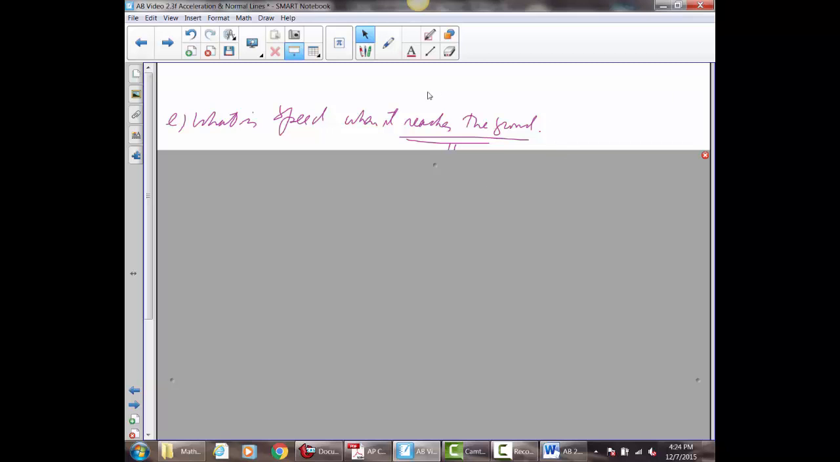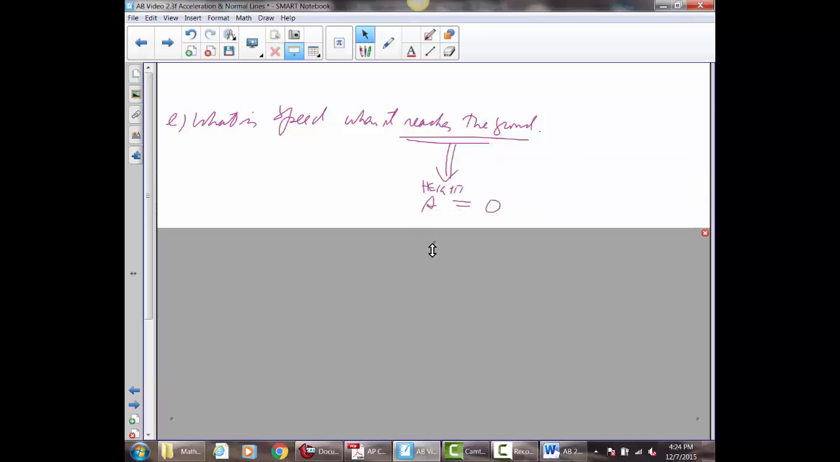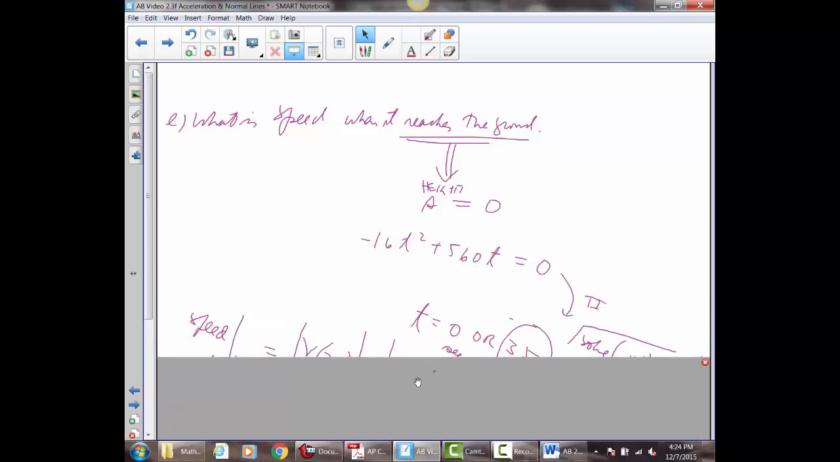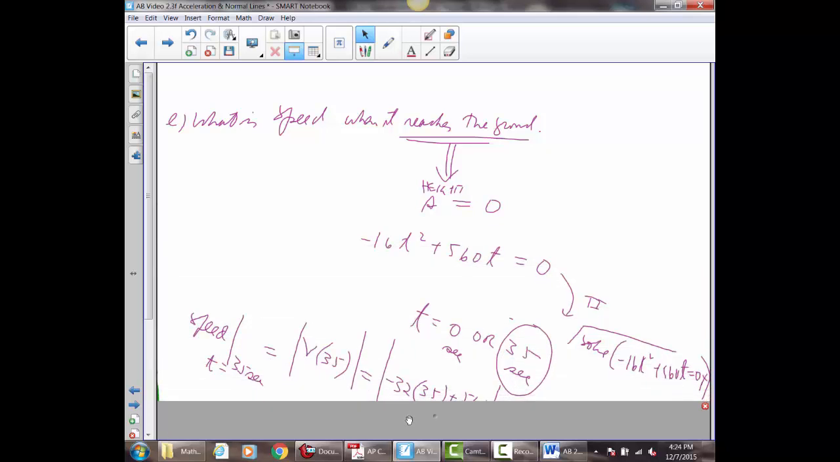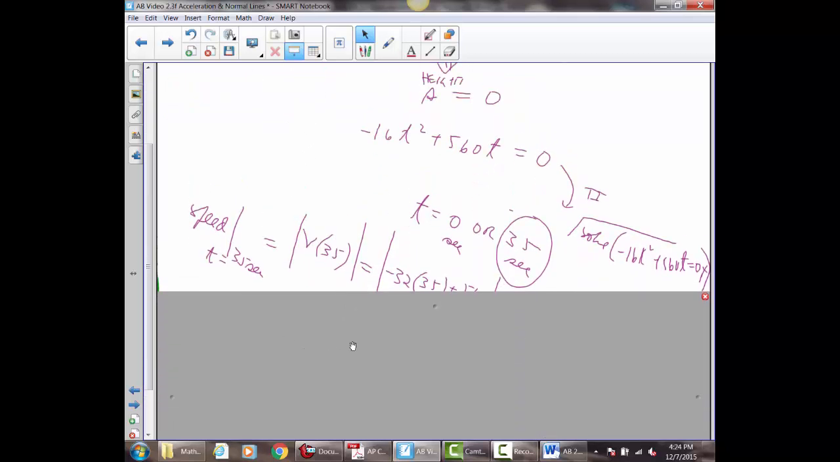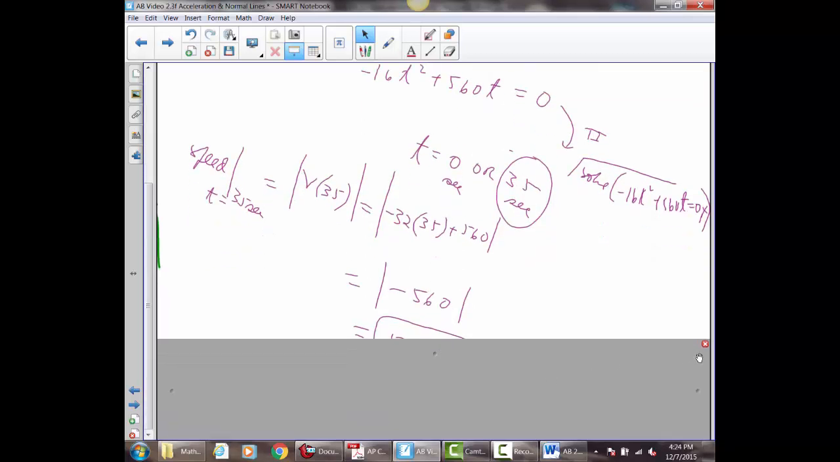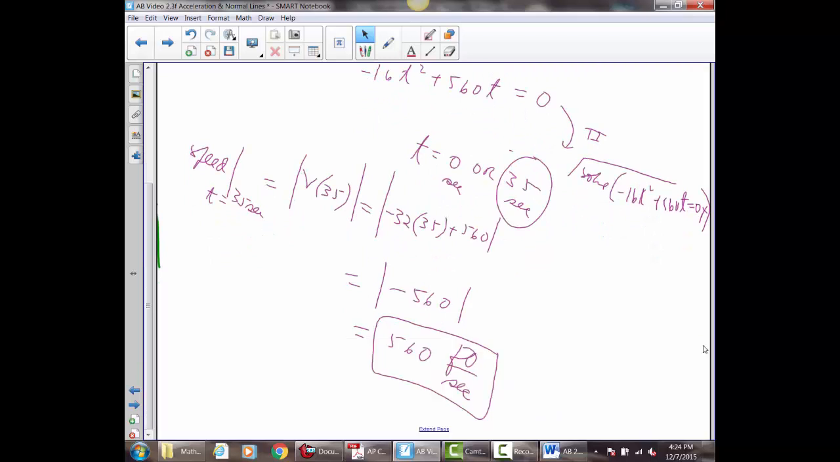Now remember, we know that when it reaches the ground, the height is 0, not the velocity. So you set your height function equal to 0, you will solve and find out that it happens at 0 seconds, which is before you toss it, and at 35 seconds. So the speed at 35 seconds is the absolute value of the velocity at 35 seconds. So you would go back to your velocity equation on the previous page, plug in t equals 35, find that it's negative 560, and then take the absolute value of it. And of course, its speed will be measured in feet per second.